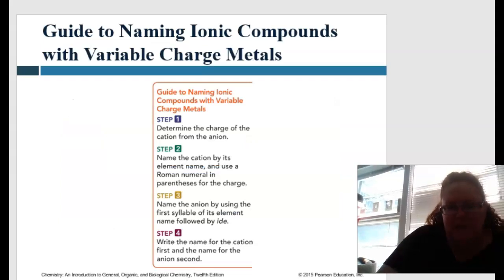So your step-by-step guide: step 1 is determine the charge of the cation from the anion. Step 2 is name the cation by its elemental name and use a Roman numeral in parentheses for the charge. Step 3 is name the anion by using the first syllable of its element, again followed by that "ide." And then step 4 would be to write the name of the cation first and the name of the anion second.